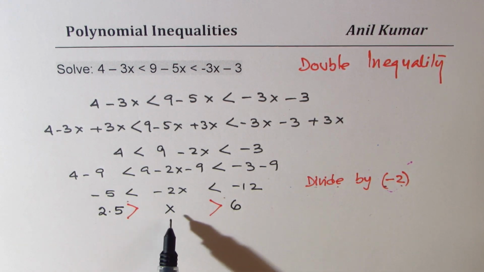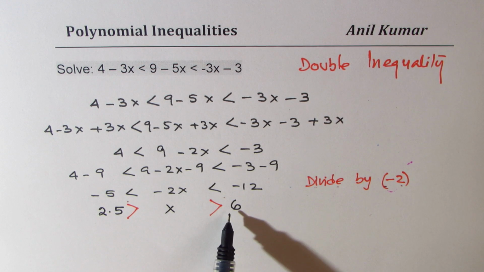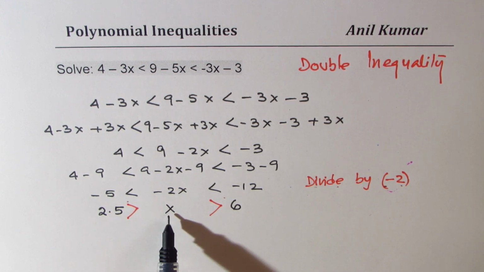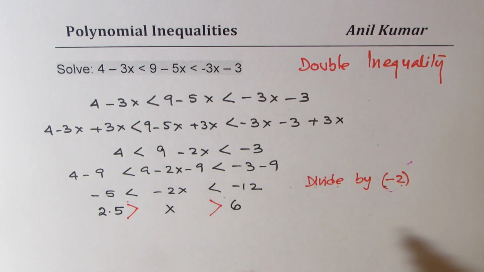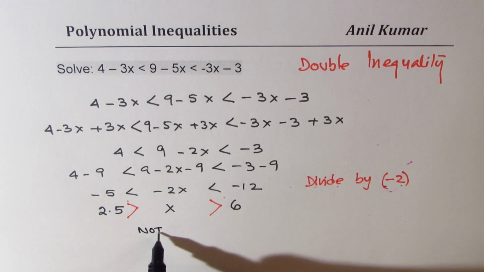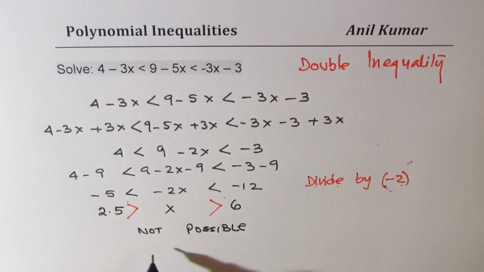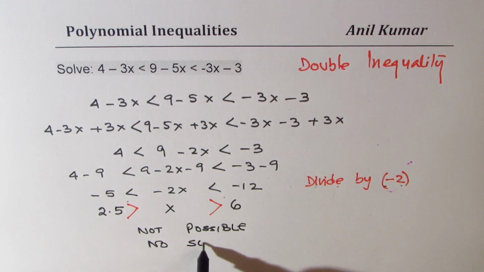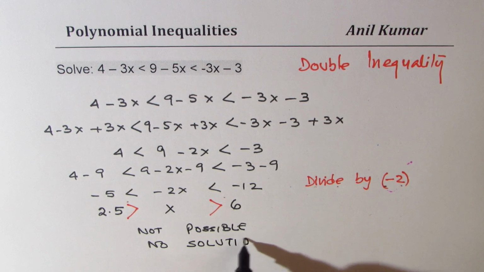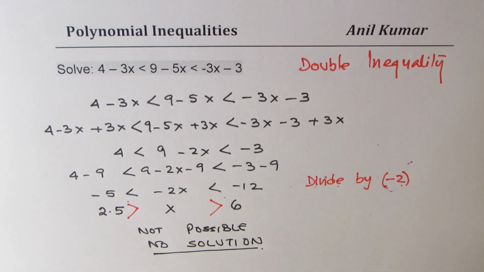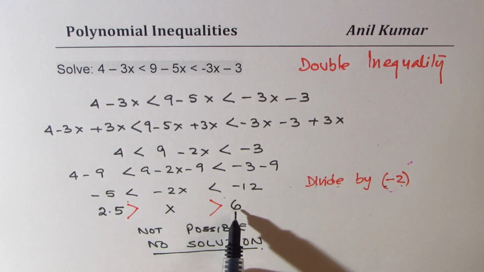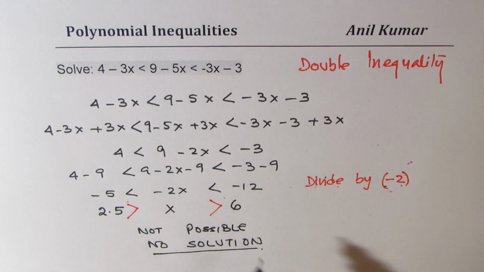Correct? So we are saying x is greater than 6, but 2.5 is greater than x. That is what we are saying. Well, that is not possible. And so we have no solution. So do you understand? X cannot be greater than 6 and less than 2.5. That's why in this case we have no solution, right?